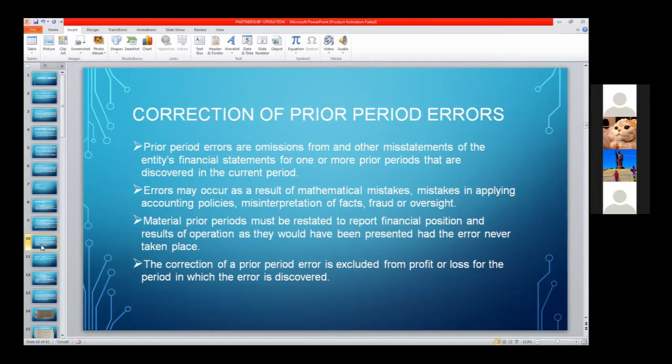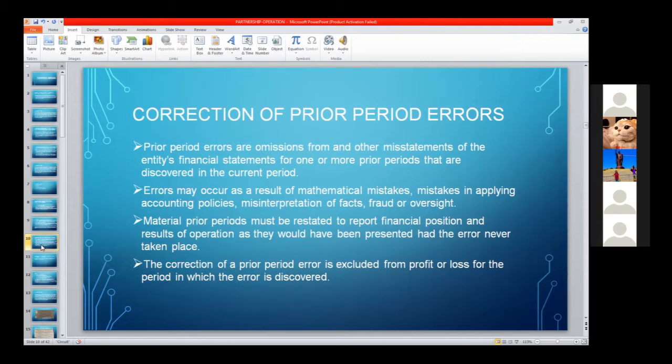Next reporter na po. Okay, sa correction of prior period errors. Prior period errors are omissions from and other misstatements of the entity's financial statements for one or more prior periods that are discovered in the current period. Errors may occur as a result of mathematical mistakes, mistakes in applying accounting policies, misinterpretation of facts, fraud, or oversight.